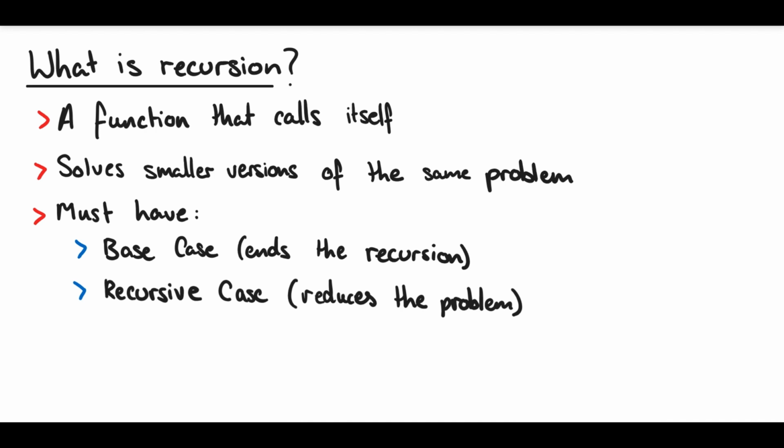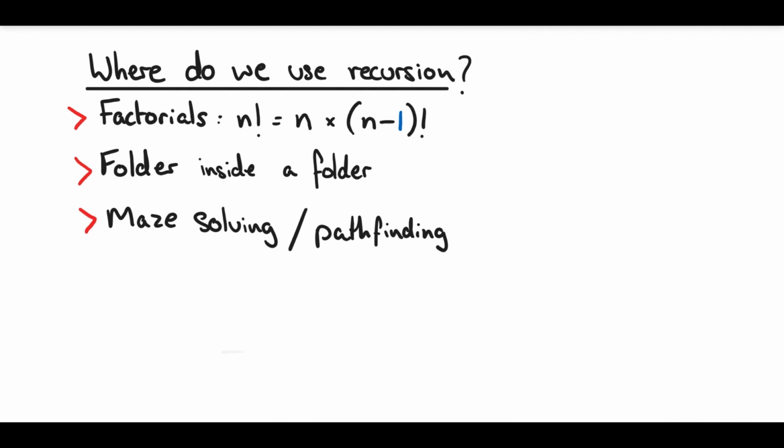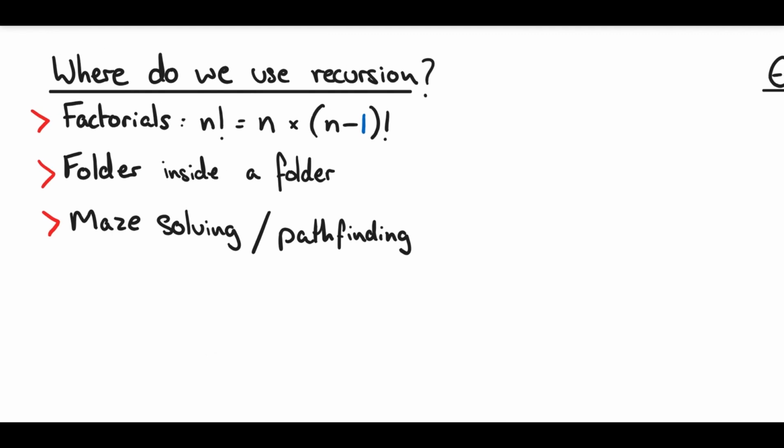A good way to picture this is to imagine Russian nesting dolls. Each doll contains a smaller doll, and you keep opening them until you reach the tiniest one. That's your base case. Recursion essentially works in the same way in code. Now, where do we use recursion? You want to look for problems where the solution naturally involves solving smaller subproblems of the same kind.